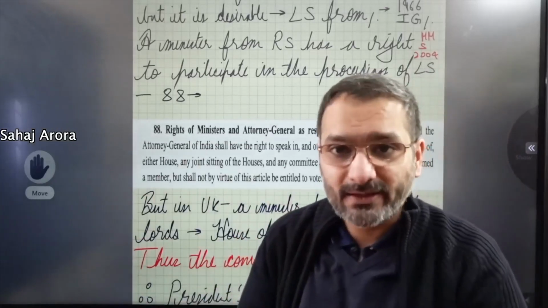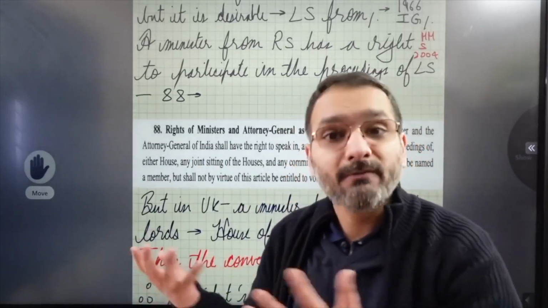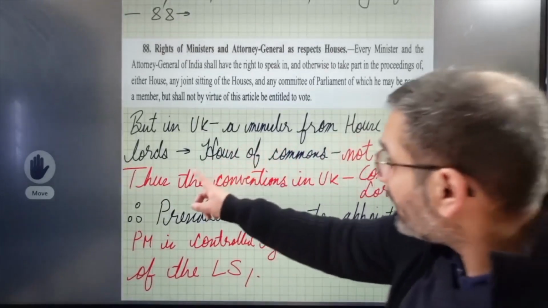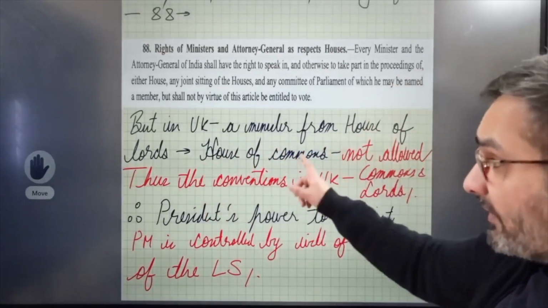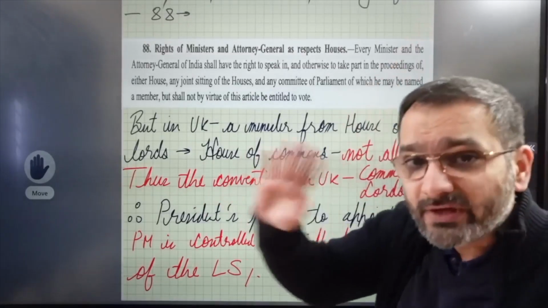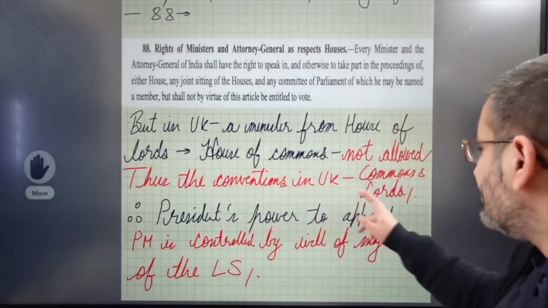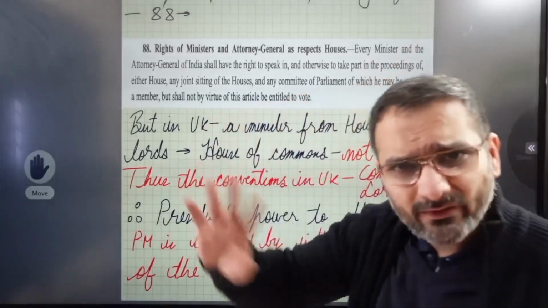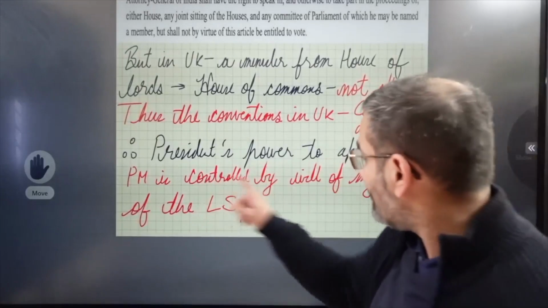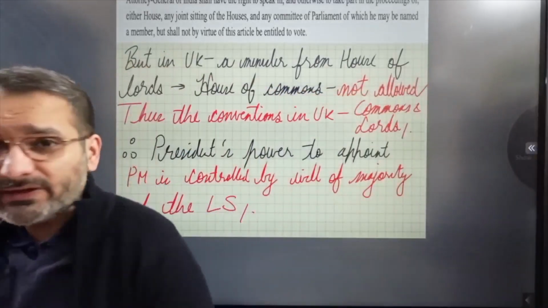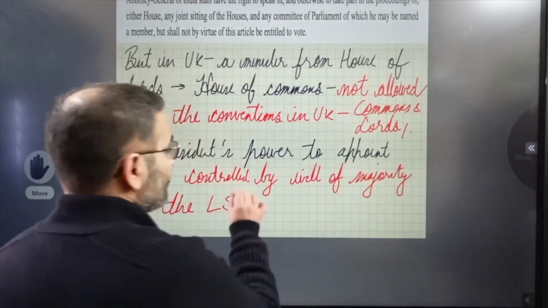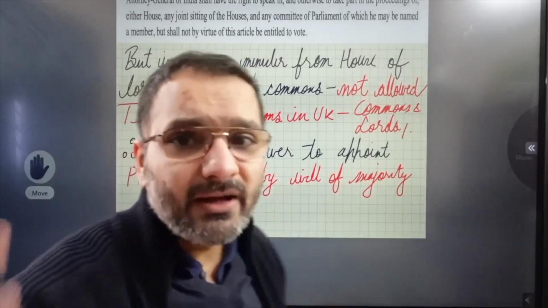His primary domain, basically for the PM, his primary work belongs to the Lok Sabha, right? But in the United Kingdom, if you're not a member of the House of Commons, you're not allowed to be a PM. So therefore, we differ from the UK in this convention. Therefore, the President's power to appoint the PM is controlled by the will of the majority of the Lok Sabha. Write this crucial point down, because they can ask you this question: the President's power to appoint the Prime Minister is controlled by the will of the majority in the Lok Sabha. Elucidate.